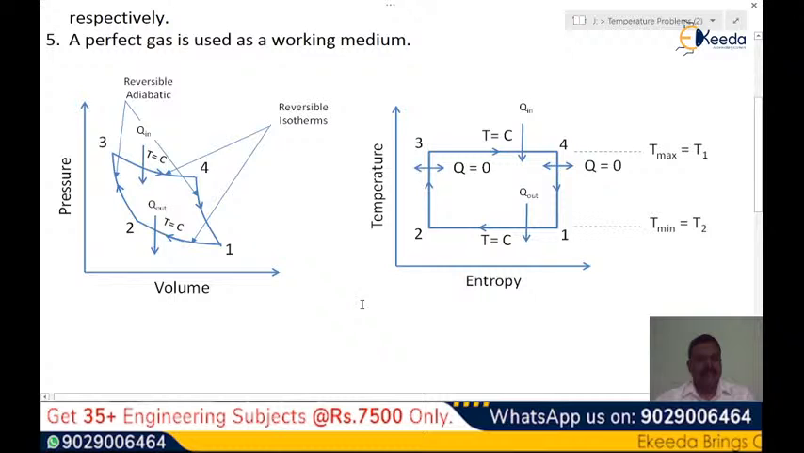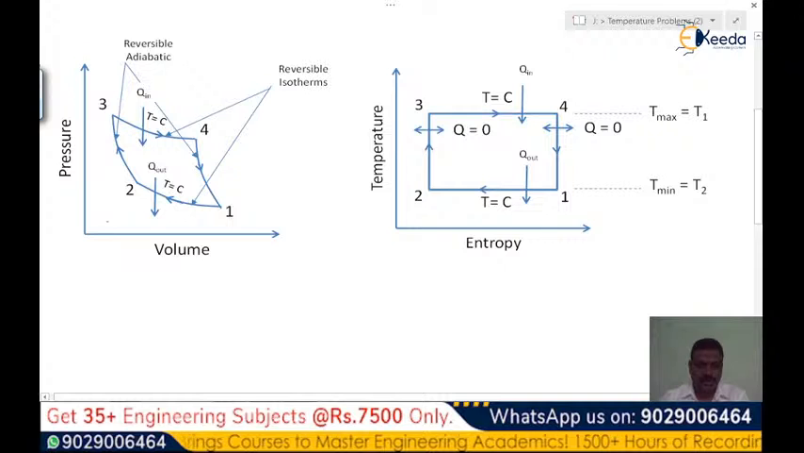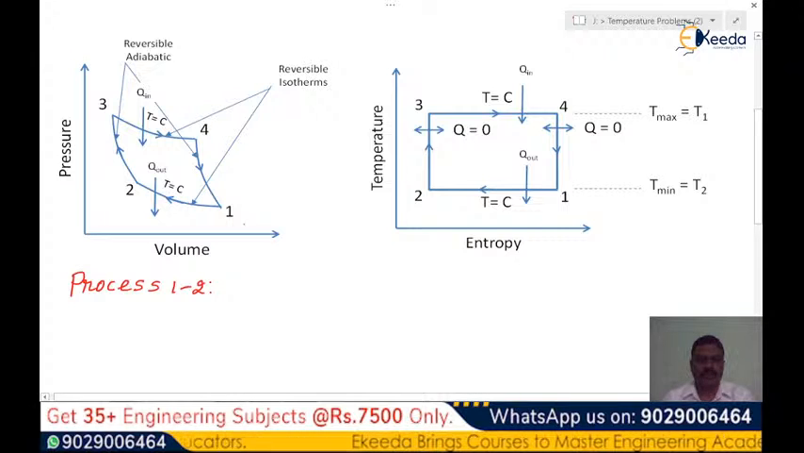Let us discuss these processes one by one. The first one is process 1 to 2. It is an isothermal compression process. I will have expressions also with that. Process 1 to 2 is reversible isothermal compression.